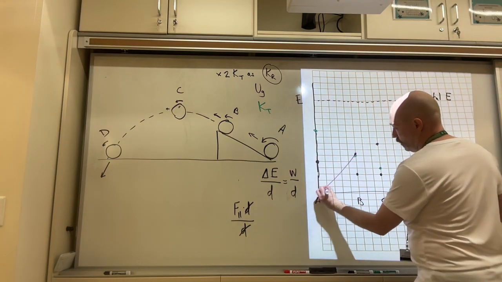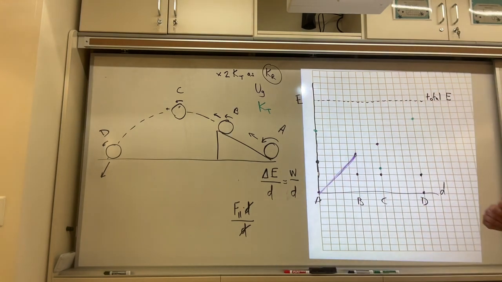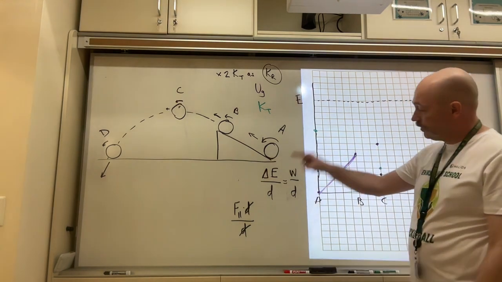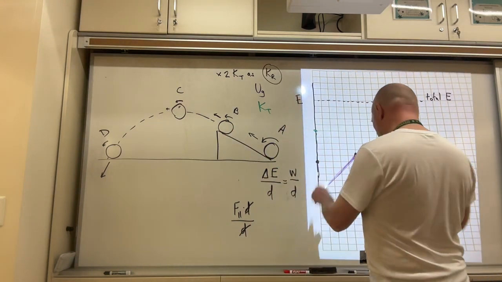Sorry, that's supposed to be a line, okay? Because the slope represents that. Going from, let's actually just do the first part first.